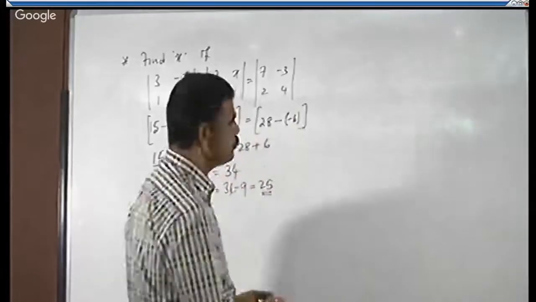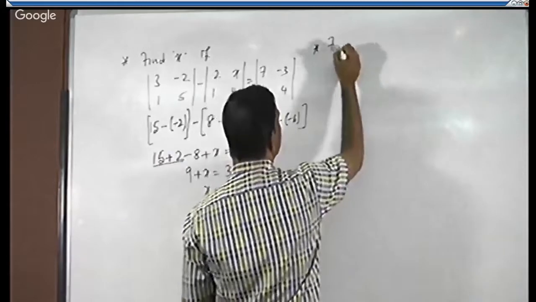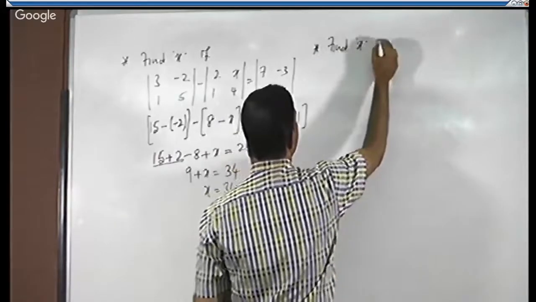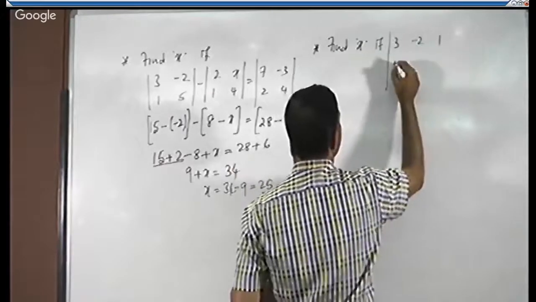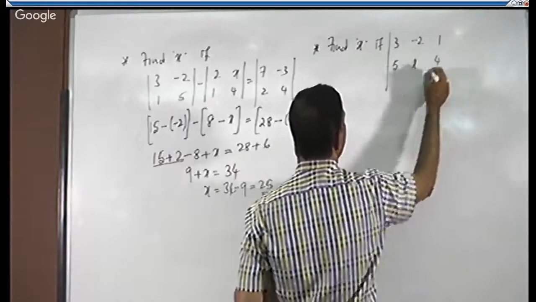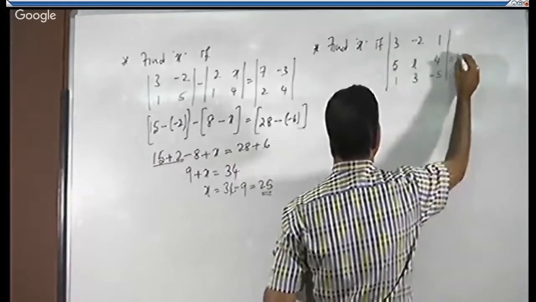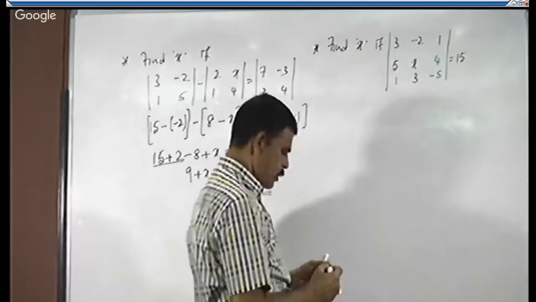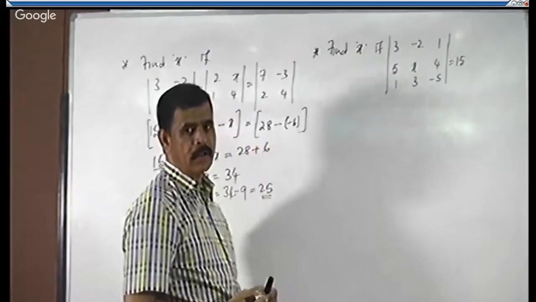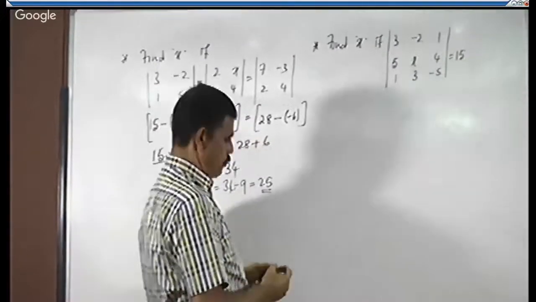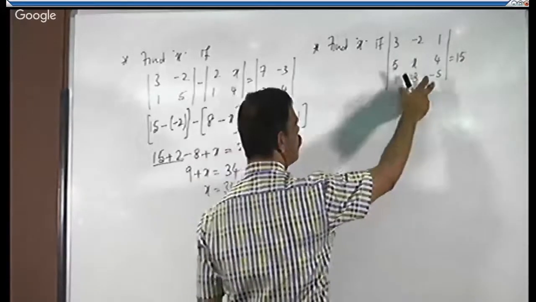The next problem, on getting the x value. Find x if the determinant [3, -2, 1; 5, x, 4; 1, 3, -5] is equal to 15. I have taken an example of a third order determinant. You follow the routine steps. What is that? Just expand the determinant.